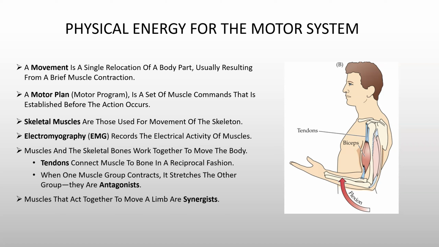The motor plan is telling the skeletal muscles, right, that need to be moved, and we can identify the movement or activity of muscles using the electromyograph, the EMG. Okay? And muscles and skeletal bones work together to move the body. Tendons connect muscle to bone in a reciprocal fashion, which means that in the picture on the right, you'll notice that the biceps, okay, bi meaning two muscles that run parallel here. So for the biceps to contract, the triceps on the posterior side of the arm, which are three parallel muscles, triceps, okay, those have to relax. The triceps must relax in order for the biceps to be activated, okay? And so that would be an antagonistic group, okay? Where if muscles act together to move a limb, then they're called a synergist.